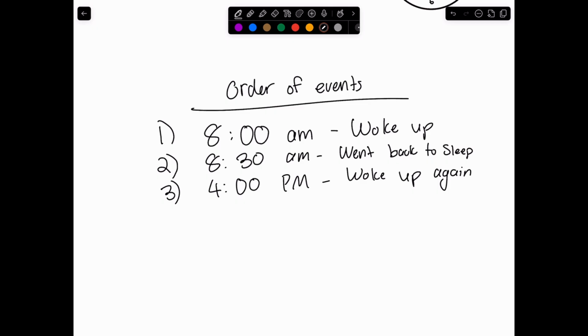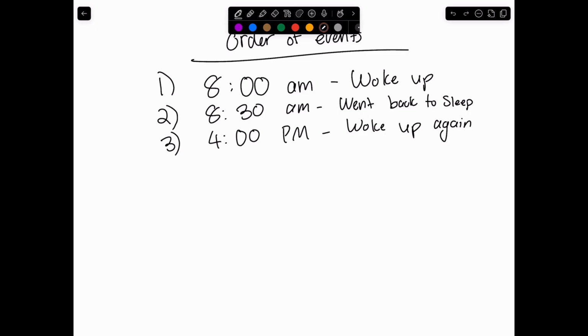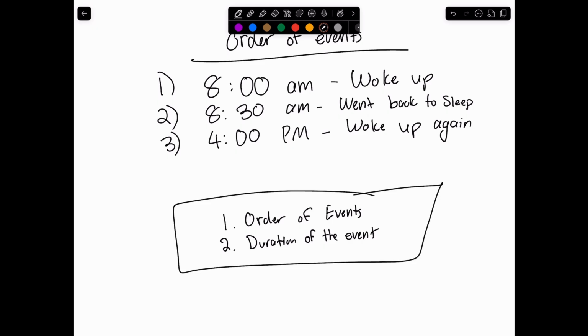But what about physics? In physics, we want to know 2 things mostly. Number 1 is the order of events, exactly like we use time in everyday life. But number 2, we want to know the duration of the event, right? Essentially, the duration is how long something took to happen. Now, how can we decide how long things take to happen? What units do we use?